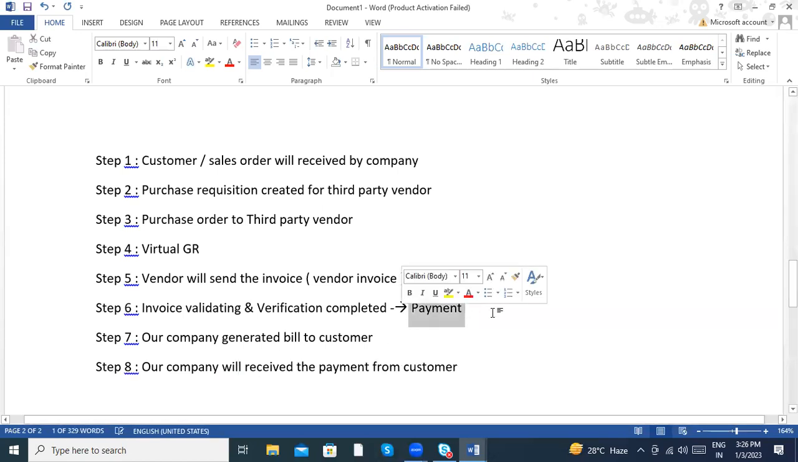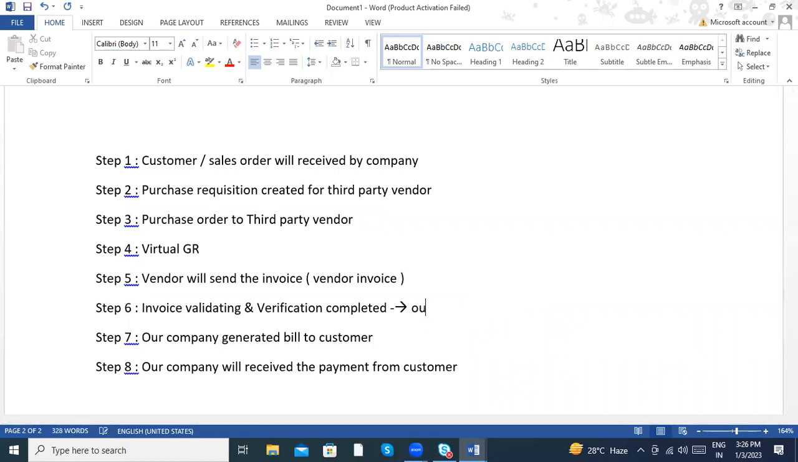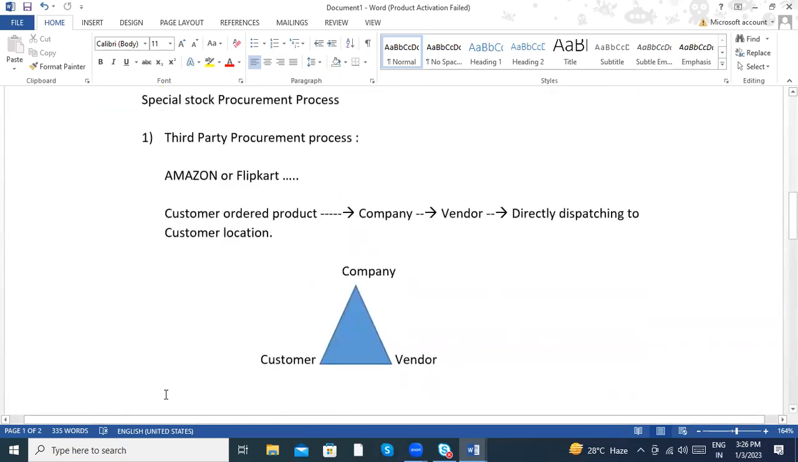Here we are paying, so our company will pay the amount to the vendor, right? And at the other end, the customer will pay the amount to our company. So whatever difference comes, that is our profit. This is generally how the business goes in the third party process. Because we get the order, that's why we are getting some profit. That is what Amazon is doing now. Okay, clear? So this is the third party process.